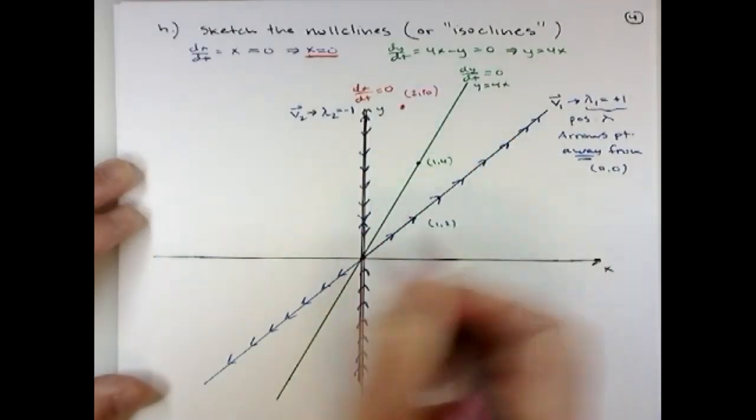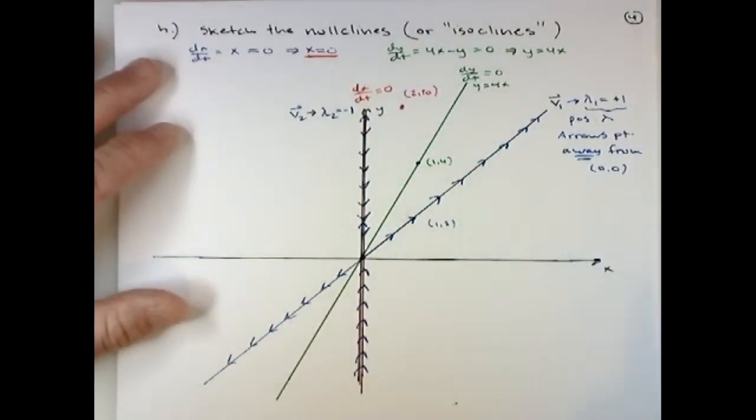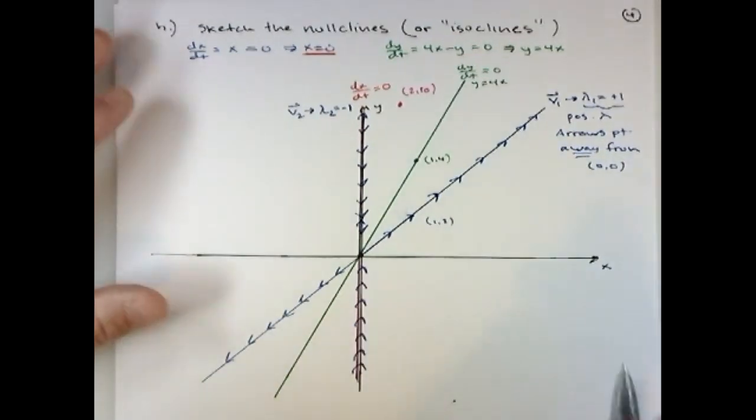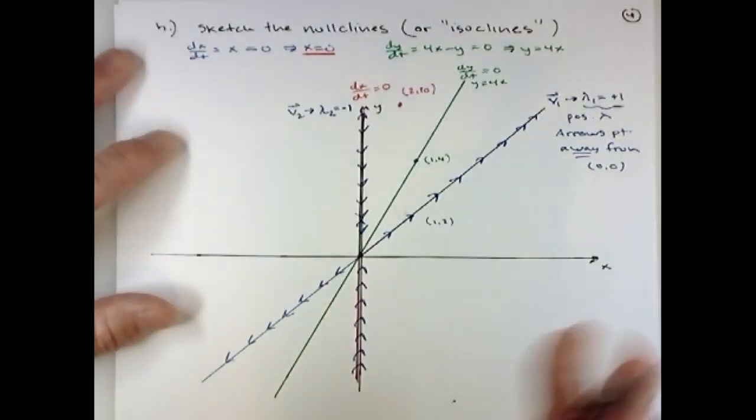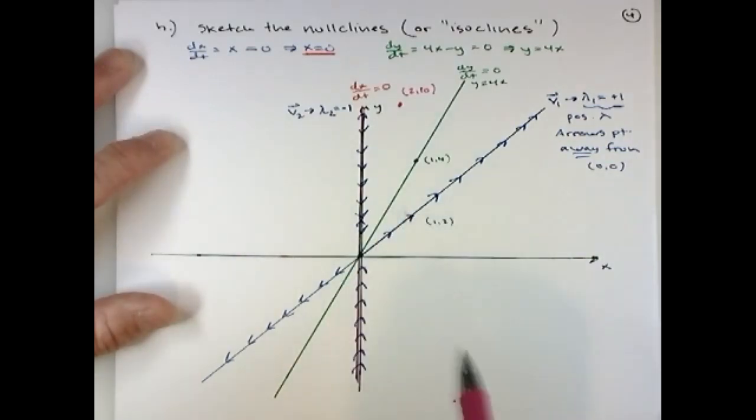I can now use this information to predict what's going to happen to my solution. I know both x and y are going to go to infinity, but I can get a little more information about how it goes to infinity. So here's how this works.